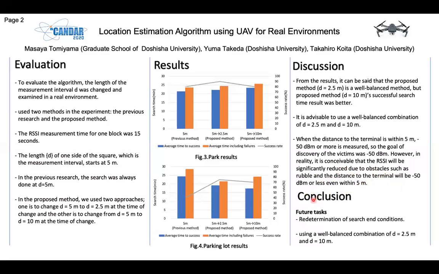And next, I will explain the conclusion. Future tasks are redetermination of the search end conditions, and using a well-balanced combination of d equals 2.5 meters and d equals 10 meters.